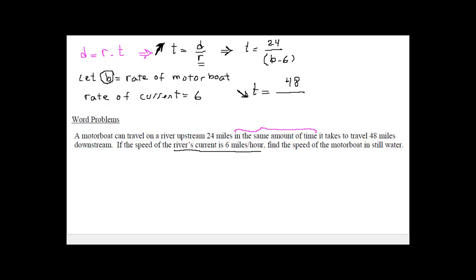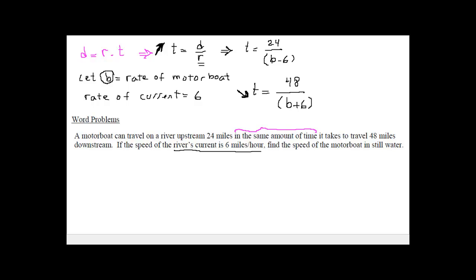Now, what would be the rate? How fast are we going downstream in terms of the rate of the current and rate of the boat? B plus 6. Very good. Because going downstream, the rate of the current adds to the rate of the boat. If you're going upstream, the rate of the current is against the rate of the boat. So these two times must be exactly equal to each other.